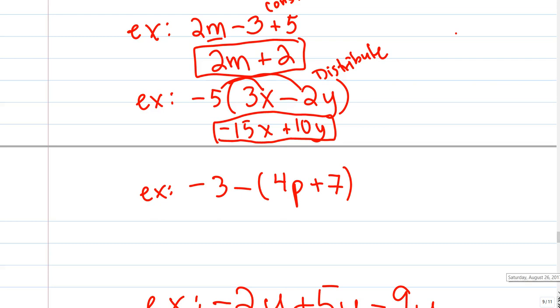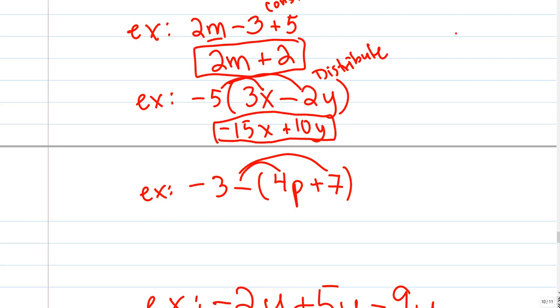negative 3 minus 4p plus 7. I can't combine 4p plus 7. This one is a variable, this one is a constant. They don't have the same variable, same exponent. So what can I do? Well, I can take that negative and I can distribute it first.